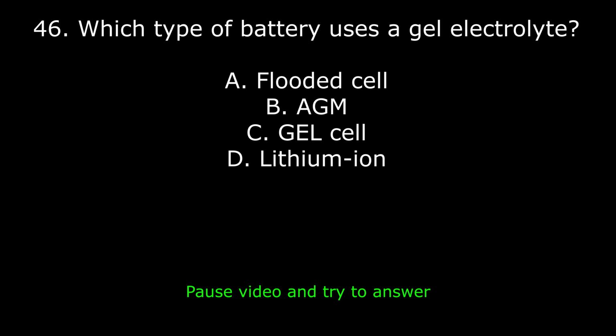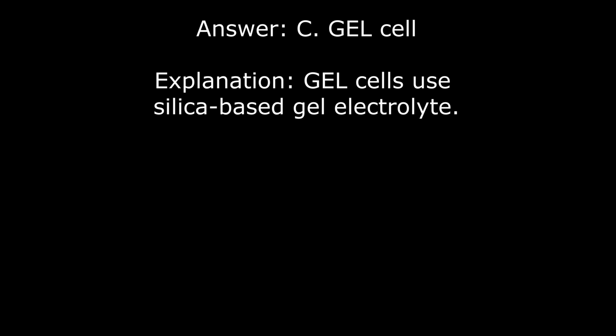46. Which type of battery uses a gel electrolyte? A. Flooded cell, B. AGM, C. Gel cell, D. Lithium ion. Answer: C. Gel cell. Explanation: gel cells use silica-based gel electrolyte.